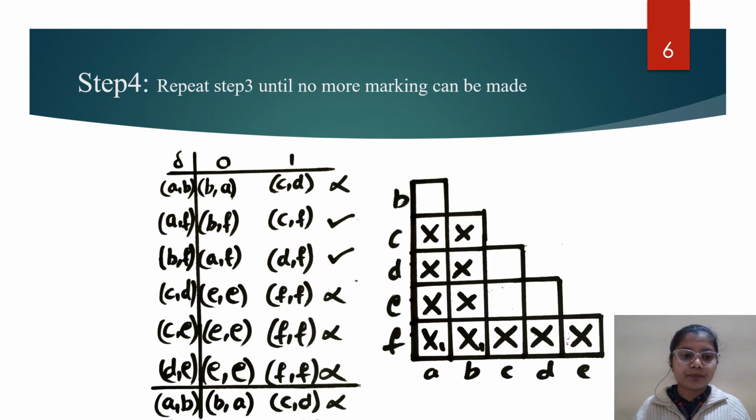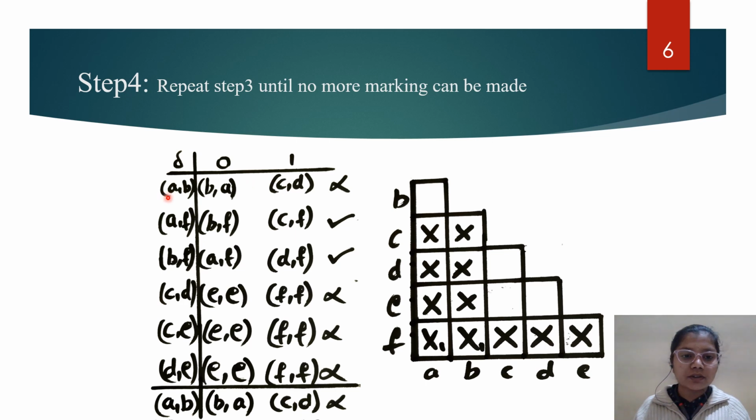Step 4: repeat step 3 until no more marking can be made. So we have to look at the unmarked pairs again, and go on doing the iterations. Here AB is not marked, CD is not marked, CE is not marked, DE is not marked. As I said in the previous slide, C, D, E all belong to the final state, so they cannot be marked further.